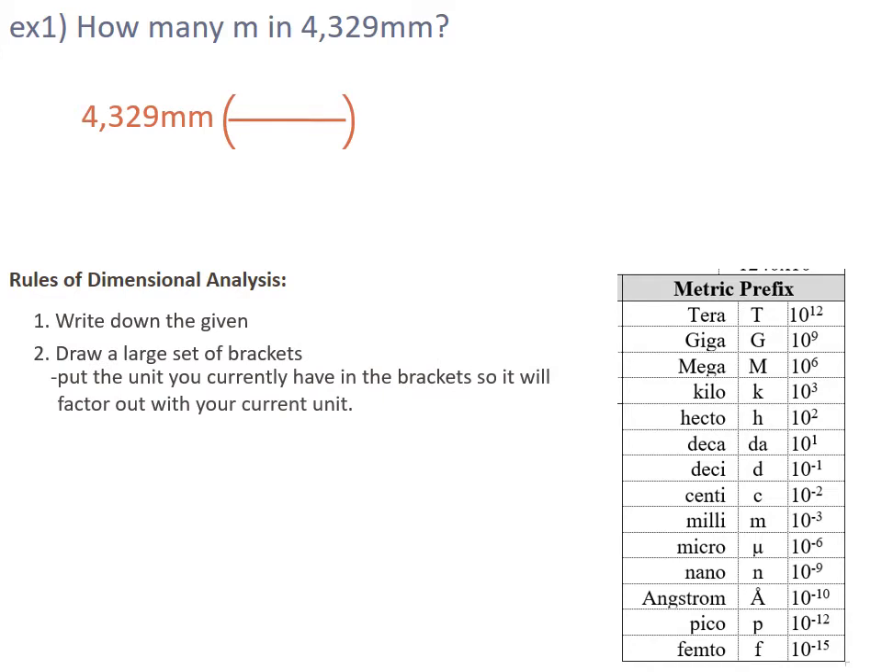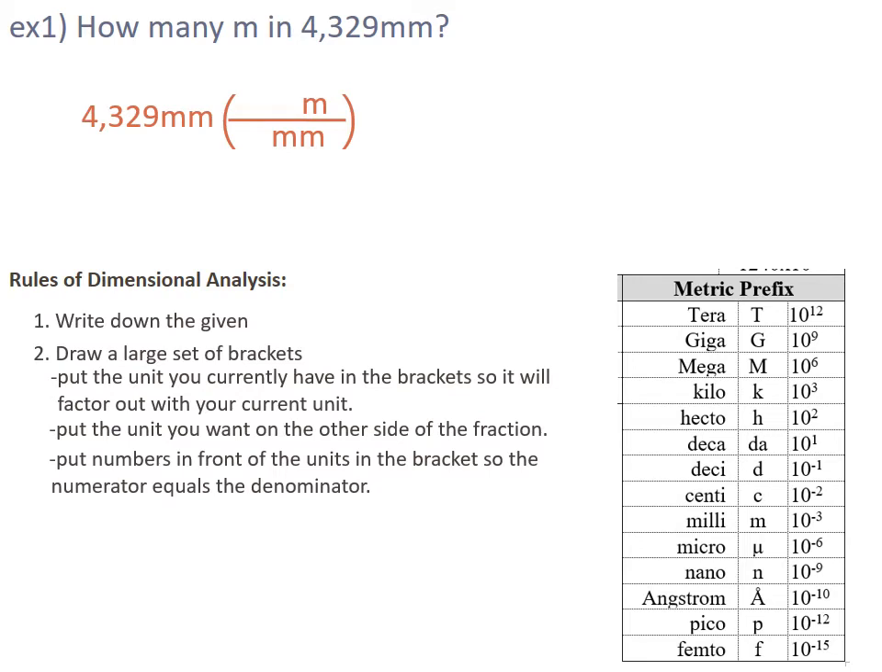Now I want to put the unit that I currently have in the brackets so it will factor out with that current unit. I have millimeters right now. If I want to get rid of millimeters, I'm going to have to put it in the denominator so that they will factor out. On the other side of that fraction, I will put the unit that I want to find, which is meters. So I'm going to put meters on the top. And then I have to put numbers inside the bracket so that the top equals the bottom.